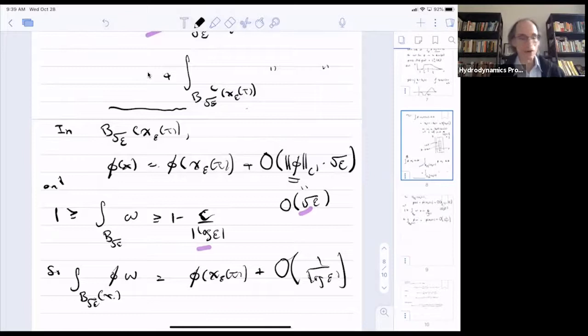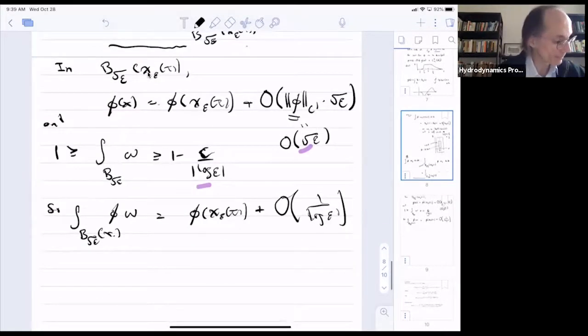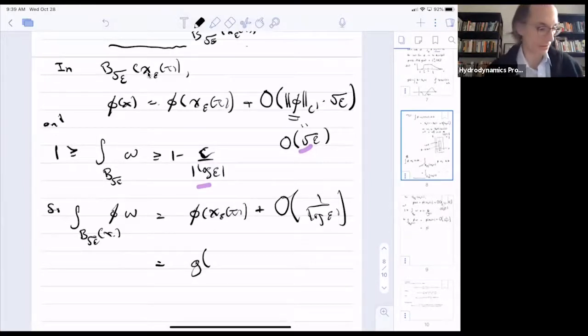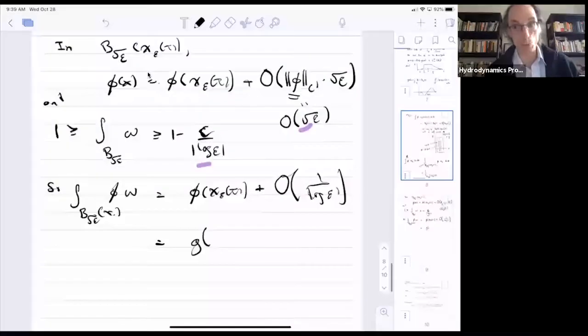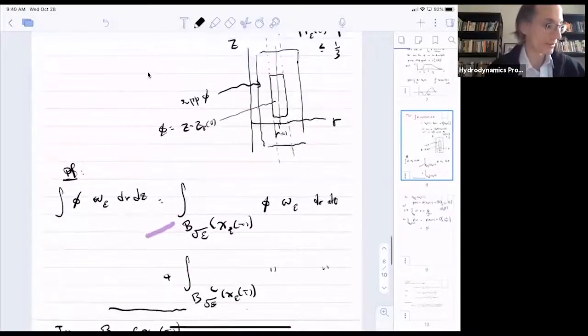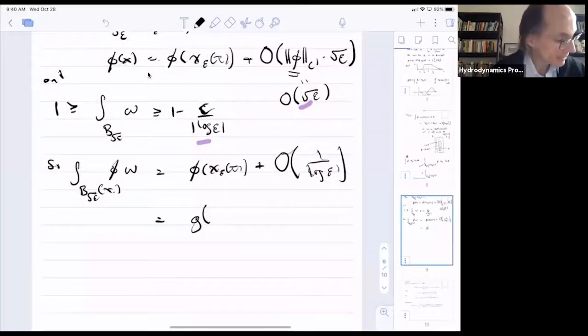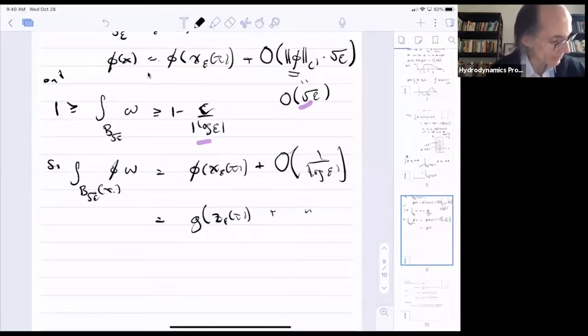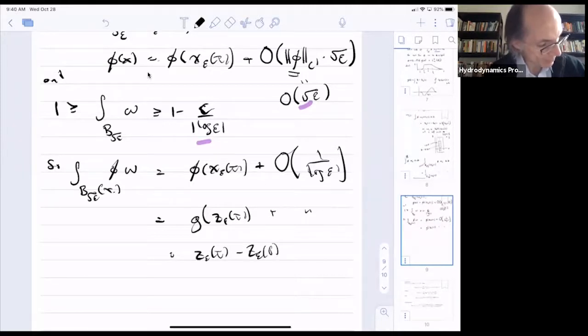Okay, and remember phi is the product of f and g. F is 1 because we've arranged that the R component is in this strip, and so this is g of z epsilon of tau plus the error terms, and this is z epsilon of tau minus z epsilon of 0 plus the error terms. Okay, so we can detect the height by integrating against a suitable test function.